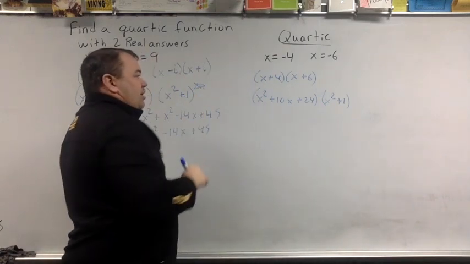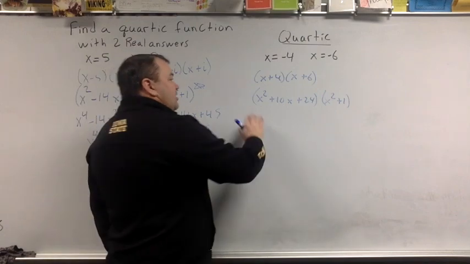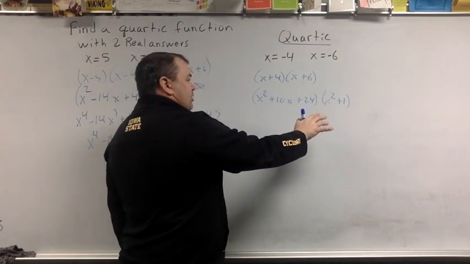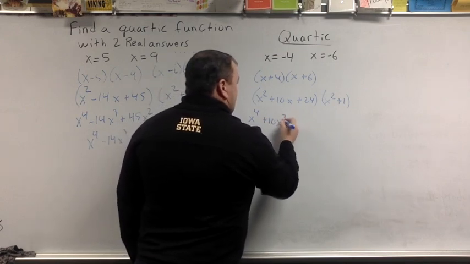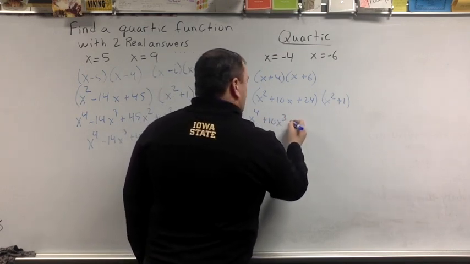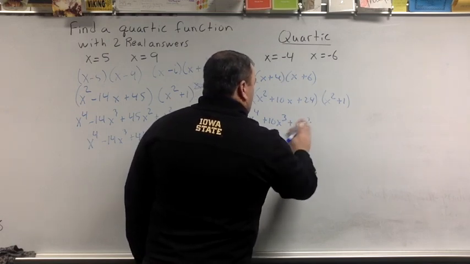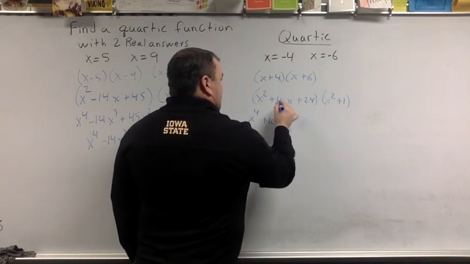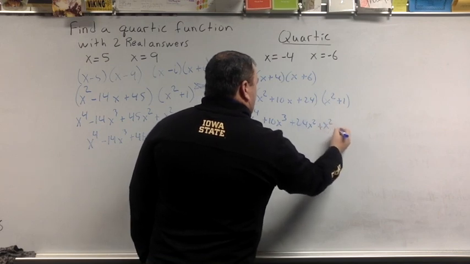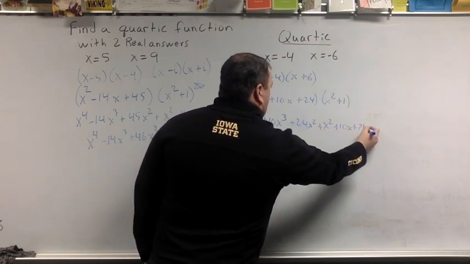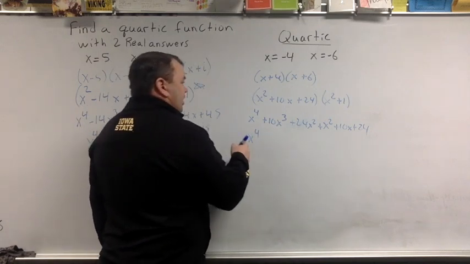I said this is the key. Multiply that in. You get two more answers. They're imaginary. Still have some FOIL or box method to do here. But when I get done with this, I better slow down. I get 10x cubed, I get a 24x squared, I get an x squared, a 10x, and a 24. And I just combine like terms. x to the fourth, there's my quartic.